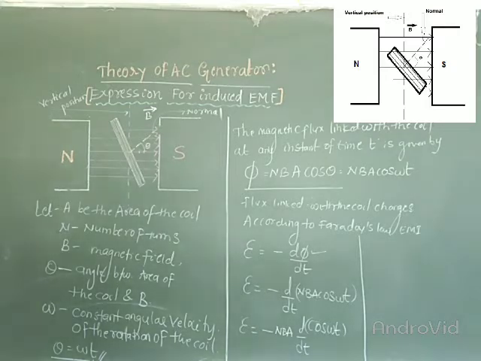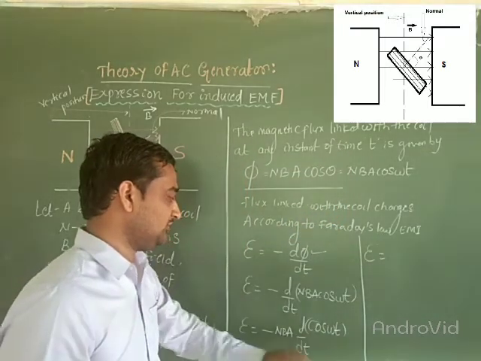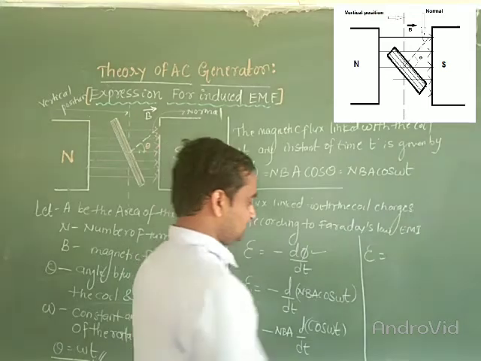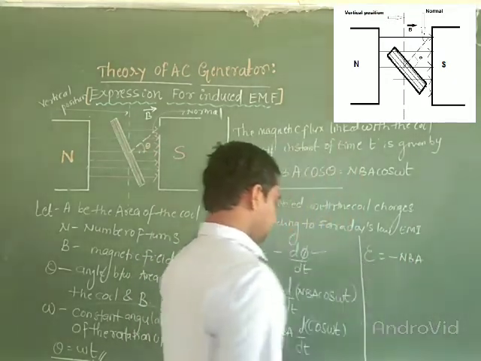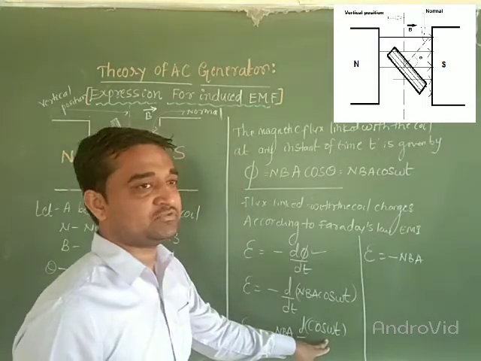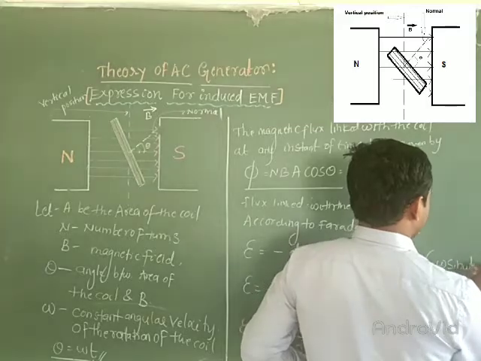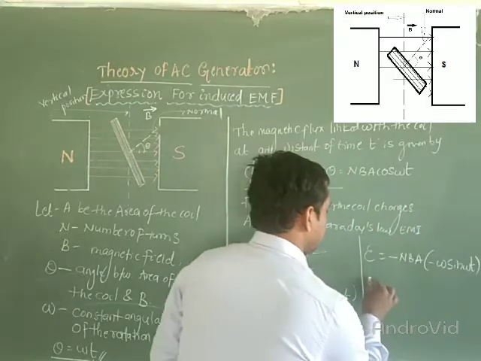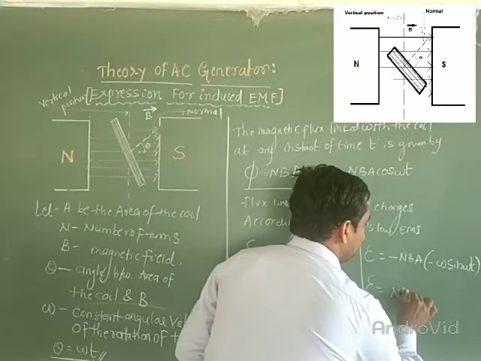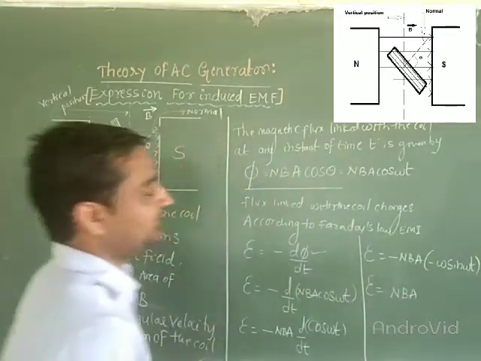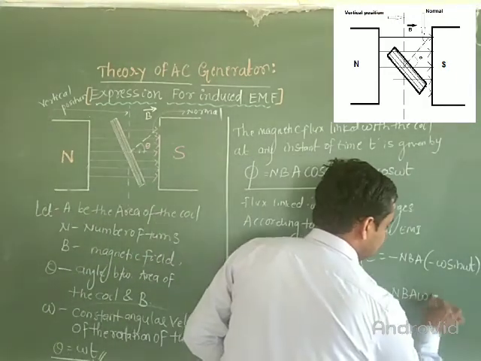Therefore, what we can write here? Induced EMF is equal to minus NBA into the differentiation of cos omega t, which is minus omega sin omega t. Therefore, finally, induced EMF is equal to NBA omega sin omega t.